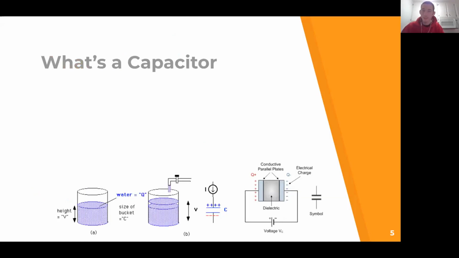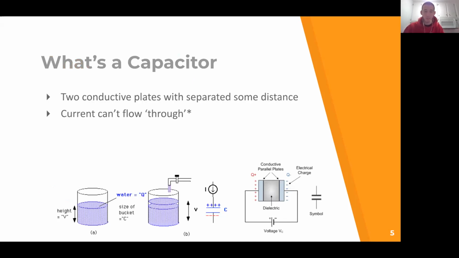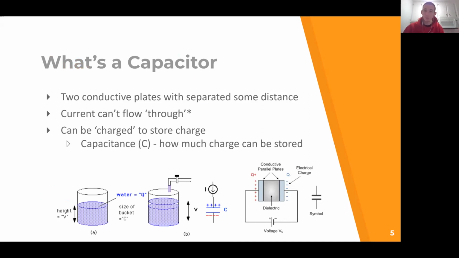Capacitors are usually the second component you learn after a resistor, but they're kind of tricky to think about. So what is a capacitor? Fundamentally, it's two conductive plates, usually some kind of metal, that are separated at some distance. What this causes is that current can't flow directly through, like in a wire. Over time, as you apply a voltage, a charge builds up in it, and this gives the name to capacitance. Capacitance tells you how much charge can be stored inside a capacitor.